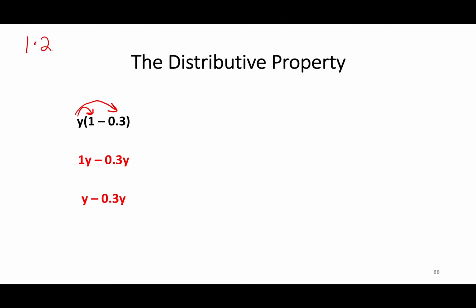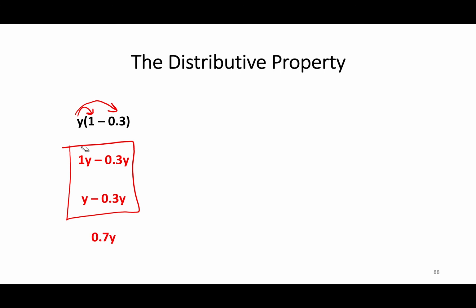1 times 2 is 2. 1 times 3 is 3. 1 times 7 is 7. 1 times y is y. You don't actually need to write 1y. You can write y. So either one of these two answers could be correct. You could either write 1y minus 0.3y, or you could write y minus 0.3y.